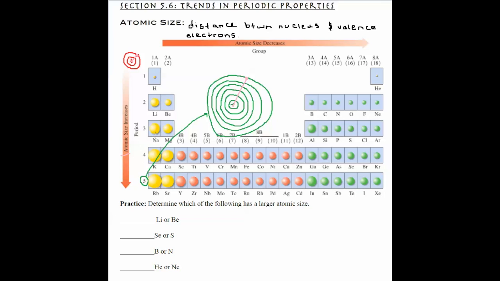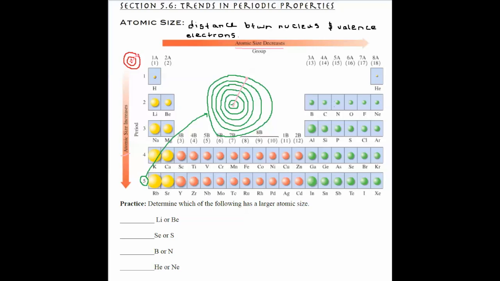Now, as I go across a specific period, or I go across a row, the trend doesn't always happen because, as you notice from your drawing, the transition metals don't actually have as severe of an increase, okay? But what tends to happen as you move across a period is that the atomic size decreases. Now let's think about why. I'm going to use group 2 right here. So I start with lithium, beryllium, and I go all the way across.